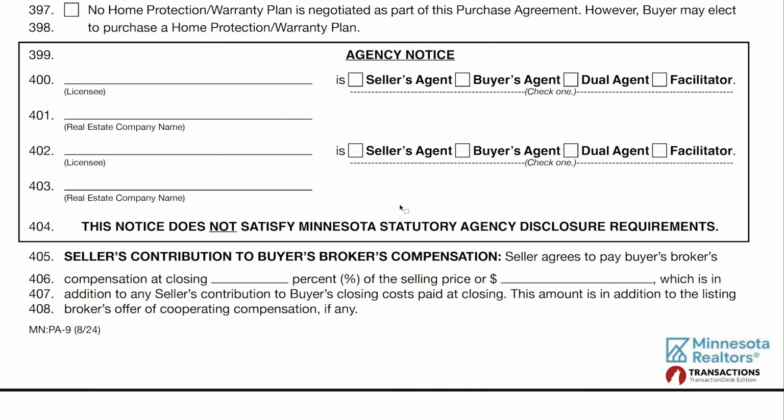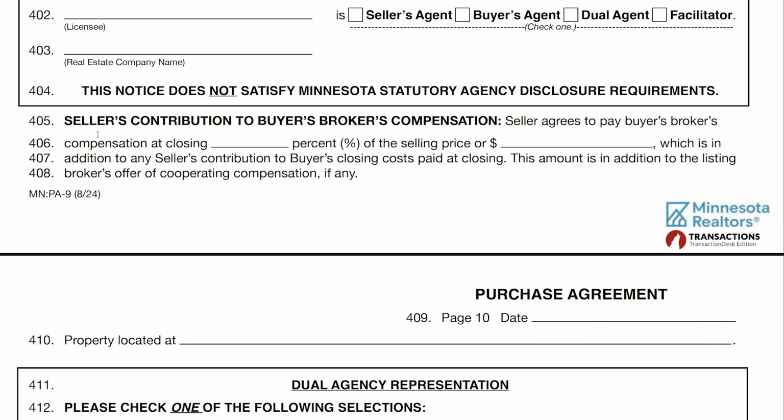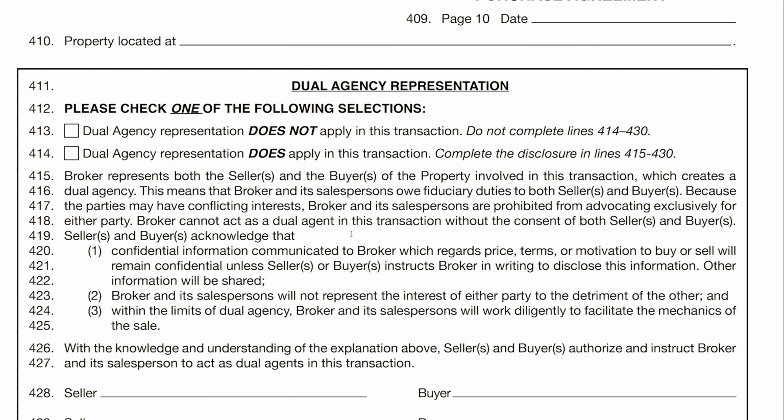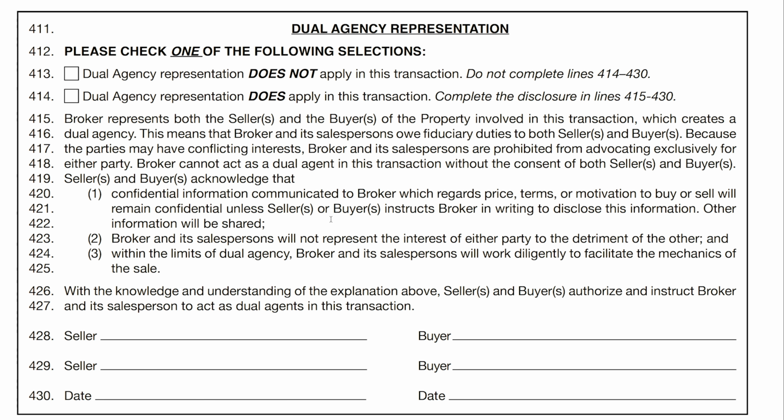We're going into line 405, seller's contribution of buyer's broker compensation. This is where buyer's agents get paid. We put in here the compensation amount related to whatever our buyer broker agreement was. We put that amount in here and then we negotiate on that. This is a dual agency representation disclosure. If for some reason it is a dual agency, both brokers are the same, EXP, for example, we need the buyer and seller both to sign off on this.